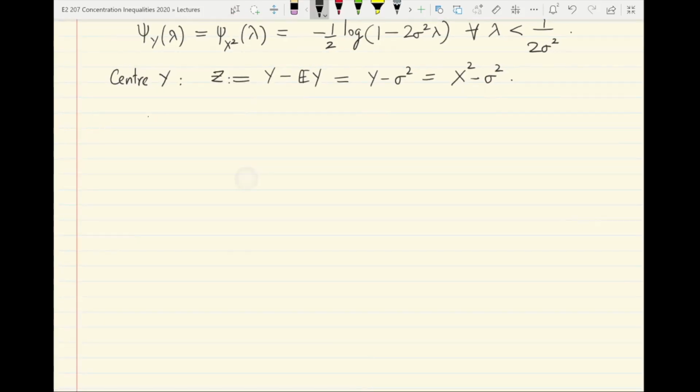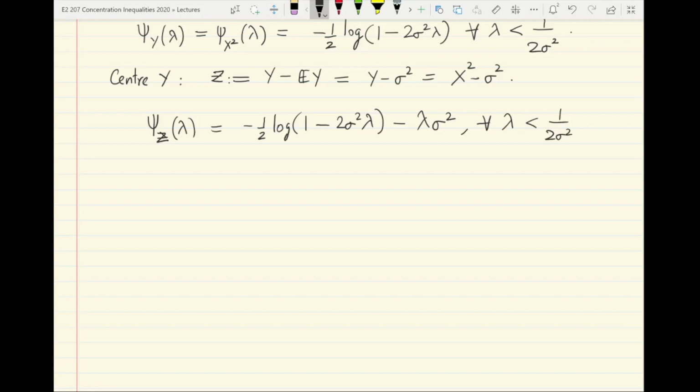So we have C_z of any lambda as minus half log of 1 minus 2 sigma square lambda, which is the cumulant generating function of y, and from that we have to just subtract lambda times sigma square, which is the mean of y. This holds for all lambda less than 1 by 2 sigma square as usual.